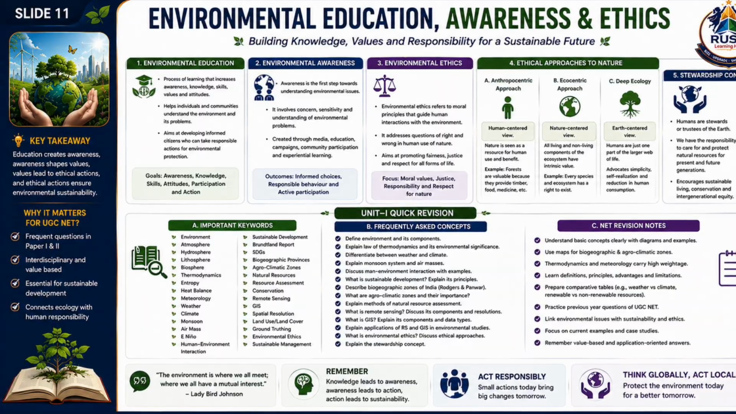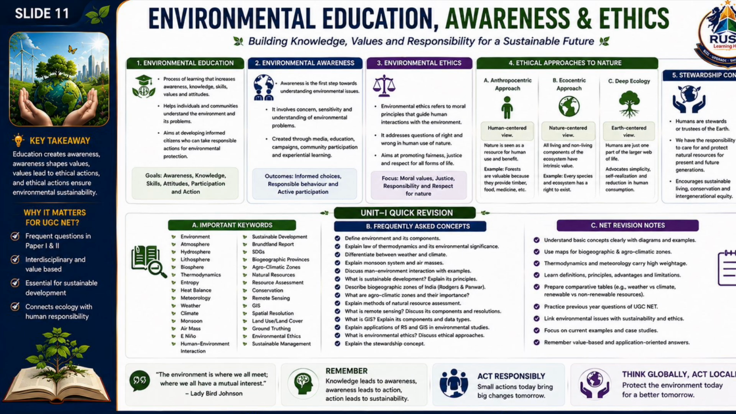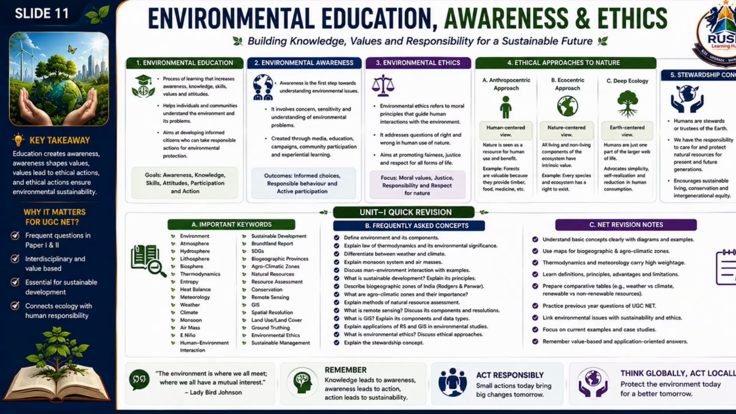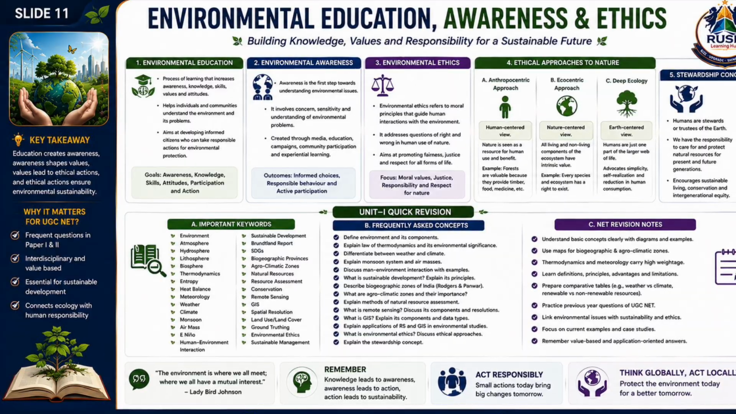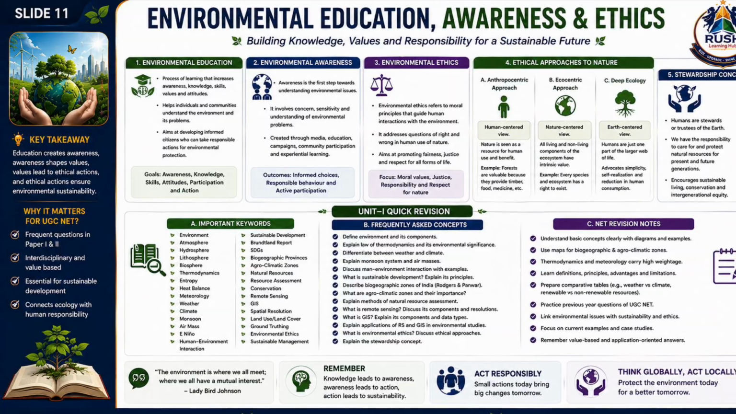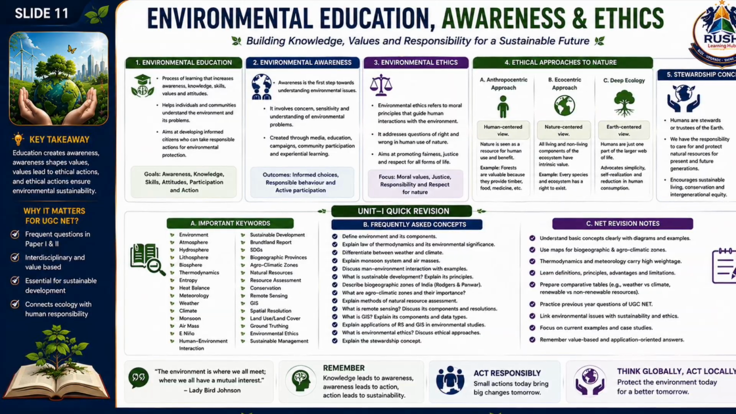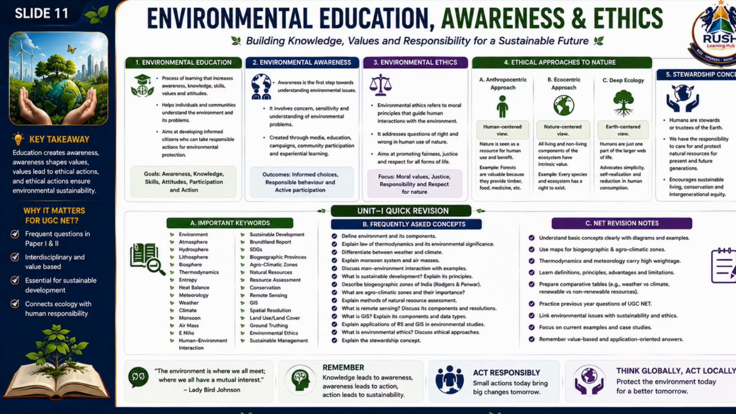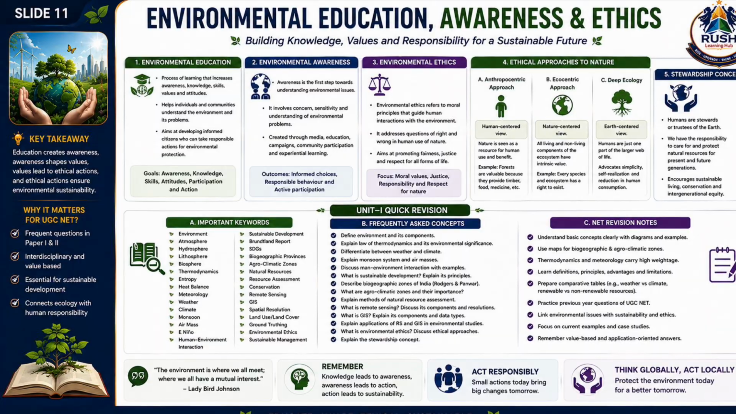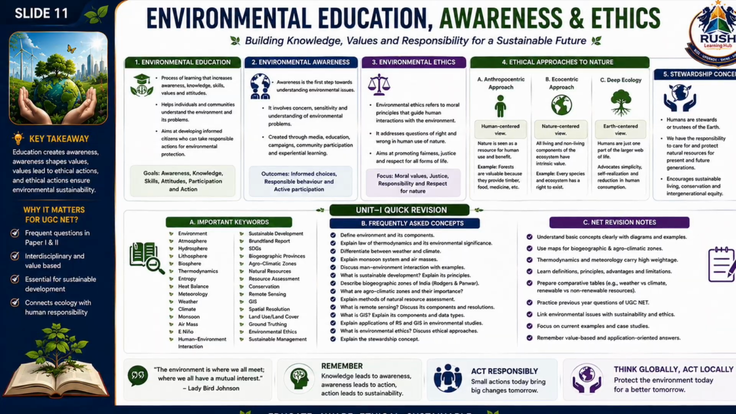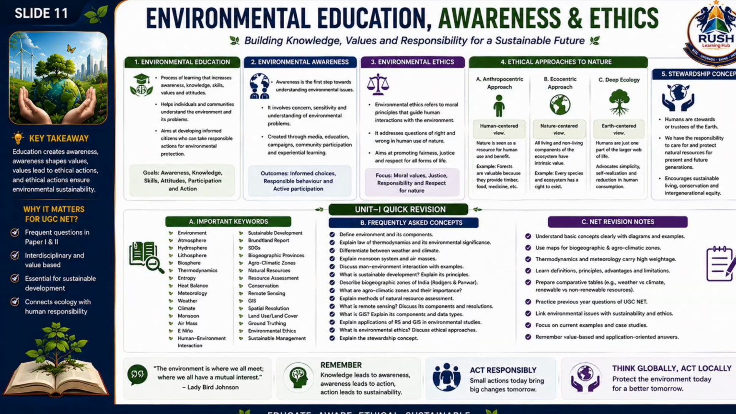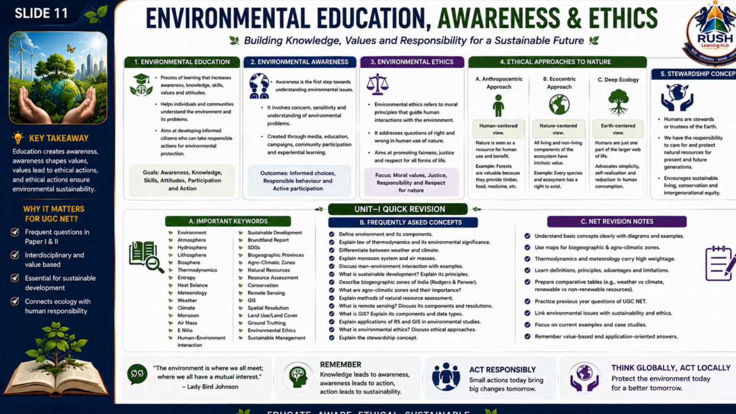Let us now move to environmental ethics. Environmental ethics is a branch of philosophy that examines the moral relationship between humans and the environment. It addresses questions such as: do humans have responsibilities toward nature? Should natural resources be used without limits? Do non-human organisms possess intrinsic value? How should humans interact with ecosystems and biodiversity? Environmental ethics provides a framework for making environmentally responsible decisions.